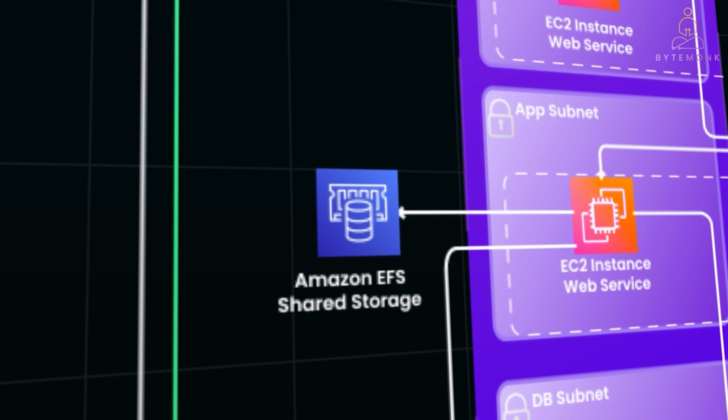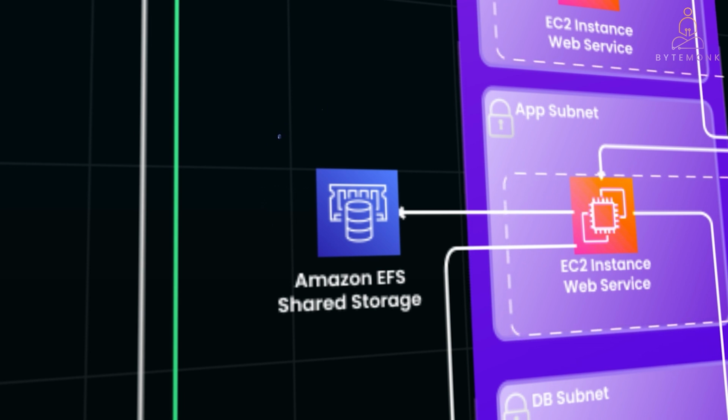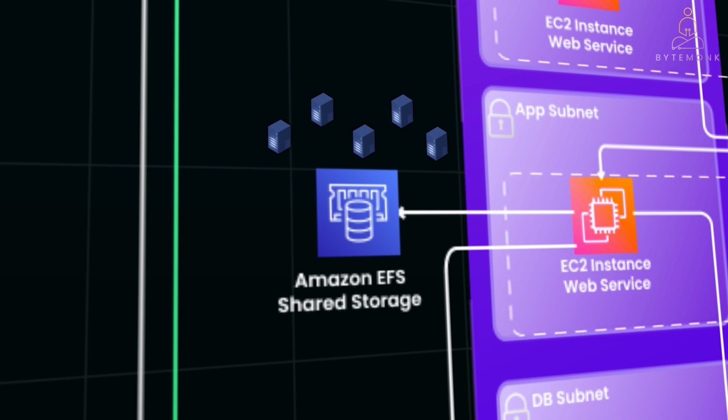Amazon EFS, or Elastic File System, provides shared storage for all our EC2 instances. If your app needs a shared directory for assets like images or configurations, EFS allows all instances to access the same files. For instance, if you have a set of templates or shared assets that need to be available across multiple servers, EFS acts as a common drive accessible from all EC2 instances, ensuring consistency.